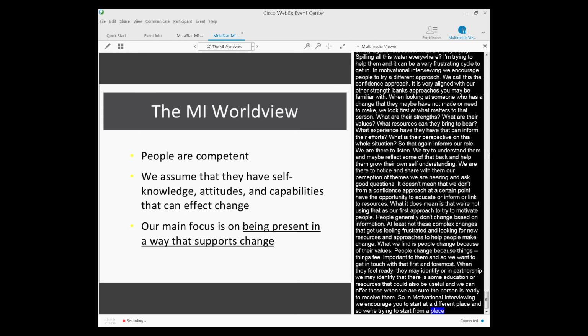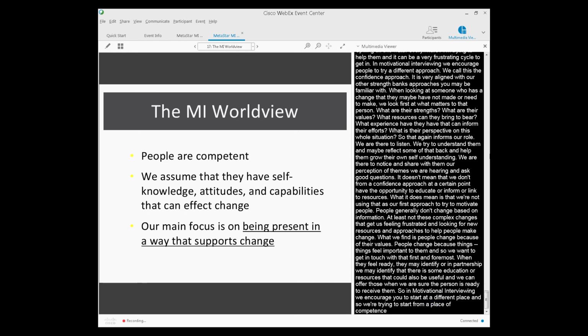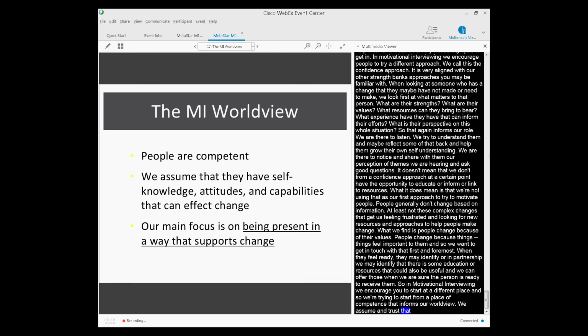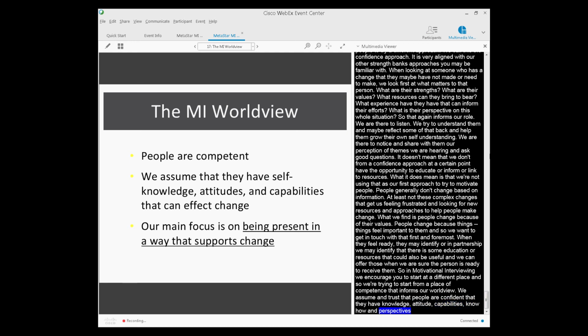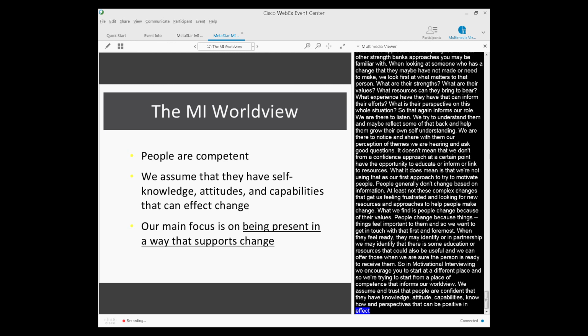And that informs our worldview. So we assume and we trust that people are competent, that they have knowledge, attitudes, capabilities, know-how, perspectives that can be positive and can affect change. And then that tells us that our main focus is on being present with them in a way that's going to support that change and support that confidence.